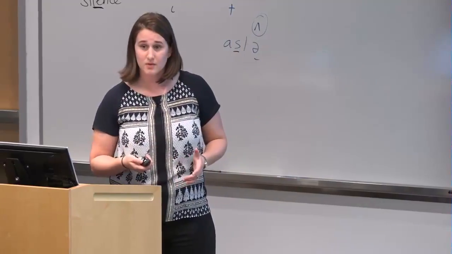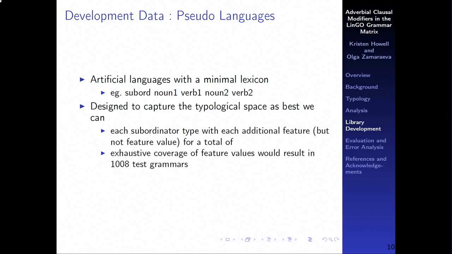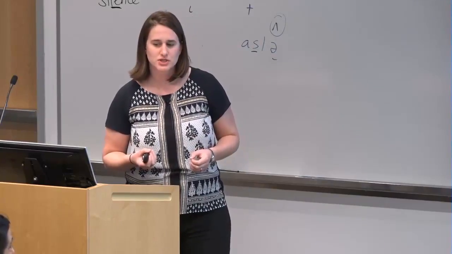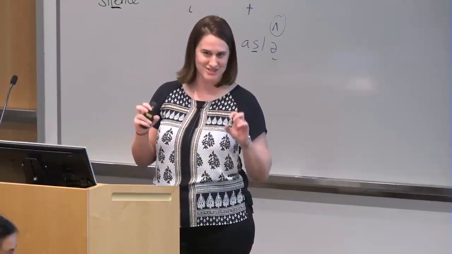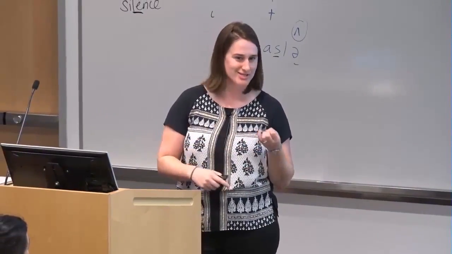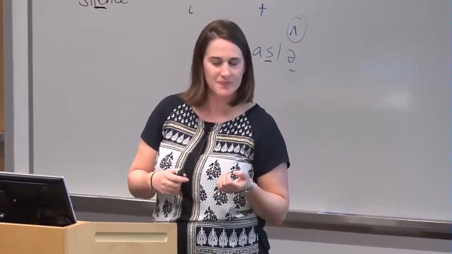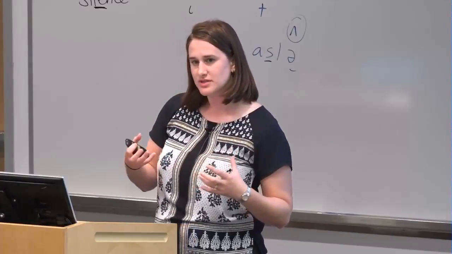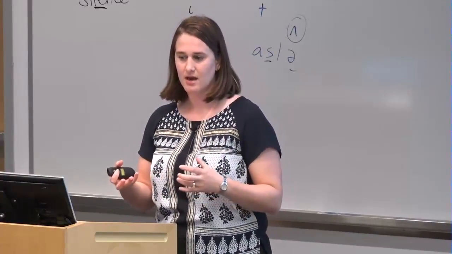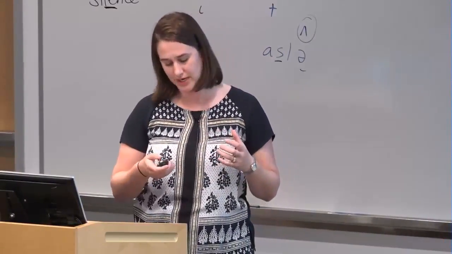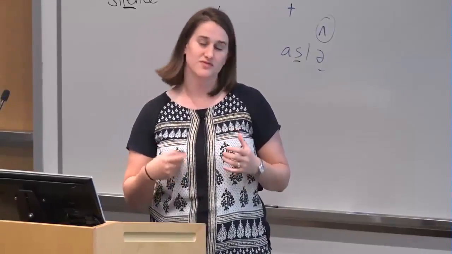So when developing, we use 2 sets of development data. Our first stage is pseudo-languages. These are languages with a minimal lexicon that are designed to capture the typological space. So we'll just use a simple language where the nouns are called noun 1, noun 2, and the verbs are called verb 1, verb 2. And then we capture the typological space as best we can by pairing each subordinator type with each feature.